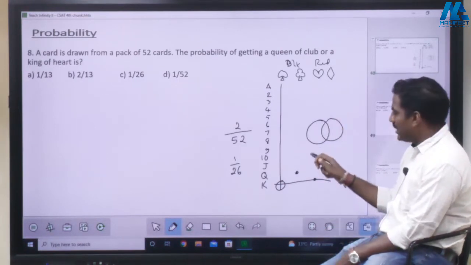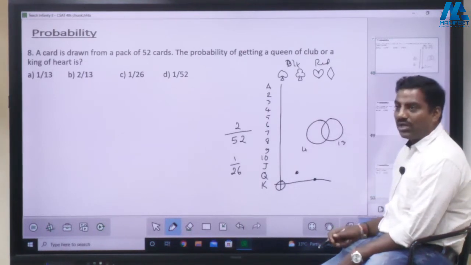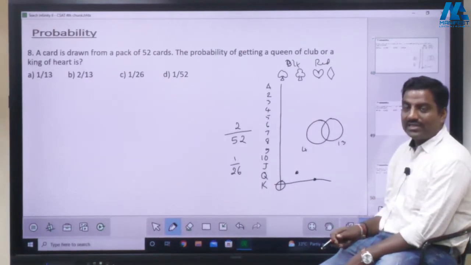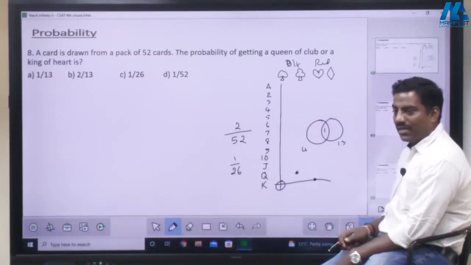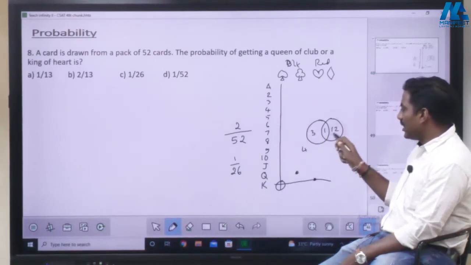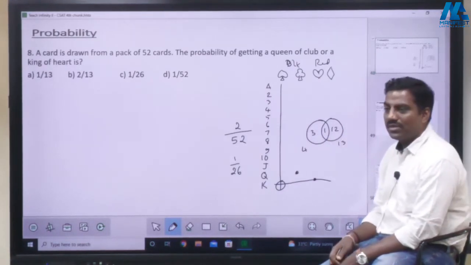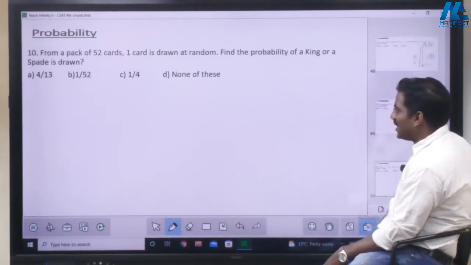So totally how many kings will be there? 4. How many spades will be there? 13. There will be one common card, that is the king of spade. So that will come here, then 3 will come here, 12 will come here. 3 plus 1 plus 12? 16. So here 16 chances are there.